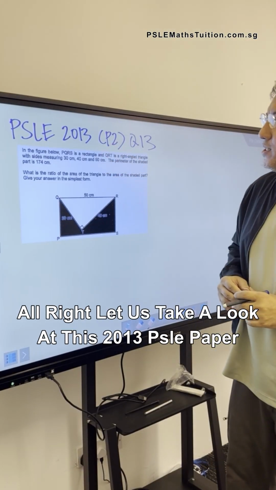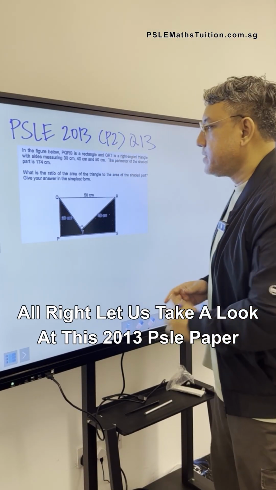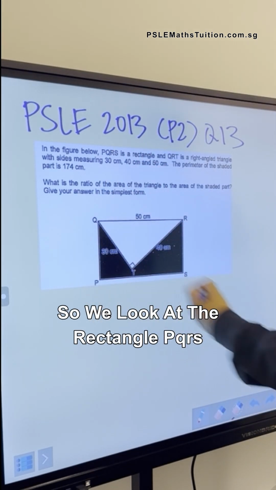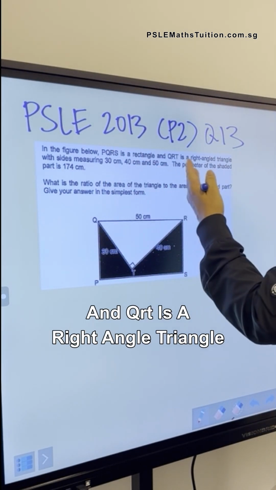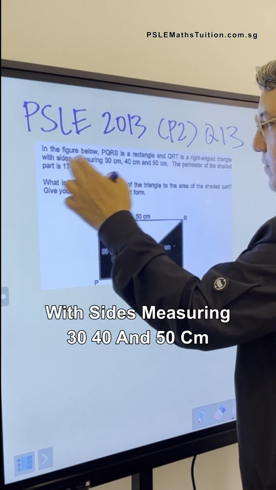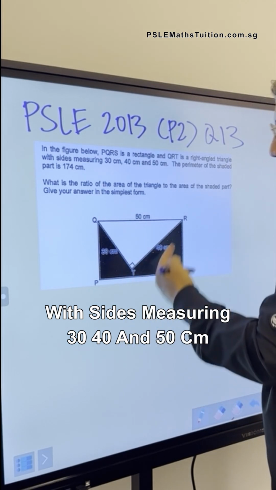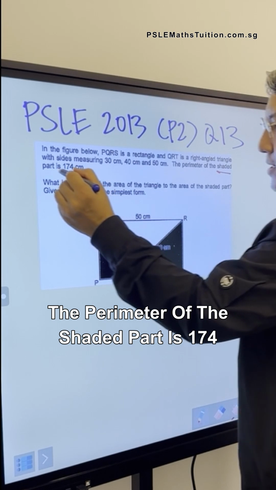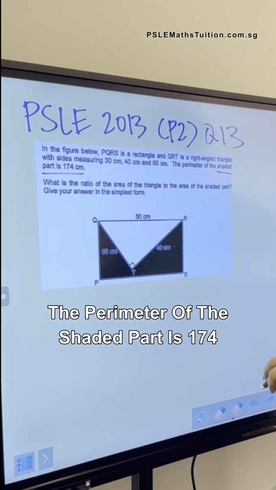Alright, let's take a look at this 2013 PSLE paper. In the figure, PQRS is a rectangle. So we look at PQRS as a rectangle and QRT is a right angle triangle, with sides measuring 30, 40 and 50 cm. The perimeter of the shaded part is 174.